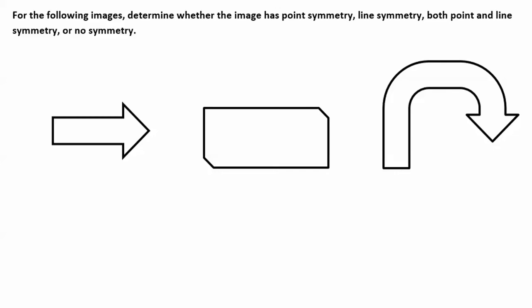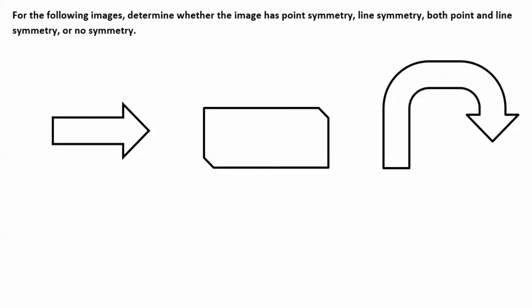For the following images, determine whether the image has point symmetry, that is, I can turn it upside down and it is the same. Line symmetry, I can draw a line and the two pieces are identical, they're reflected, or if it has both point and line symmetry. Otherwise, it will have no symmetry.